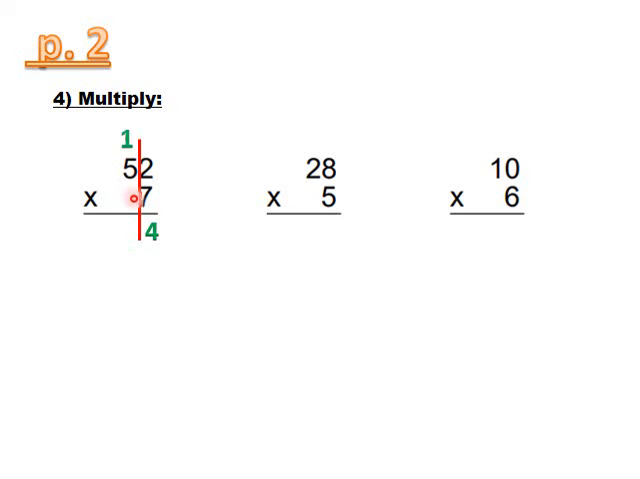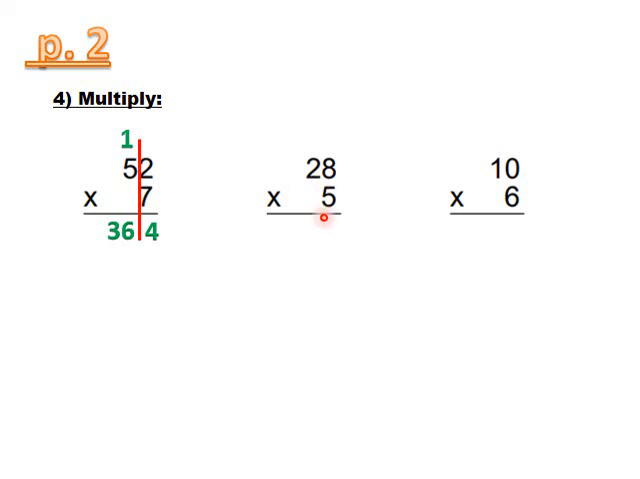Okay, now I will multiply then add. 7 multiplied by 5 is, think about it, 35, and then add the 1, so it will be 36. I will write the 36 although it's 2 digits because this is my last column. I don't have any more columns here to carry up, so I write it as it is. So the answer is 364.